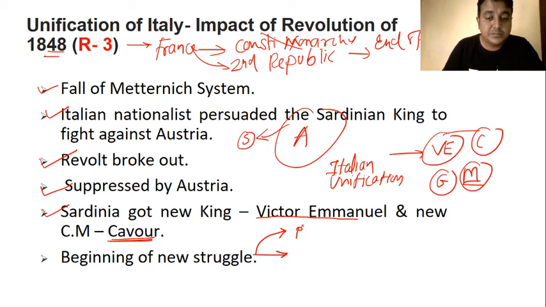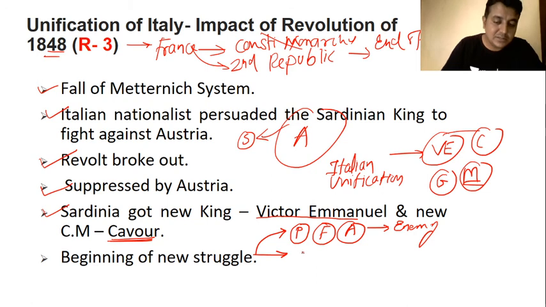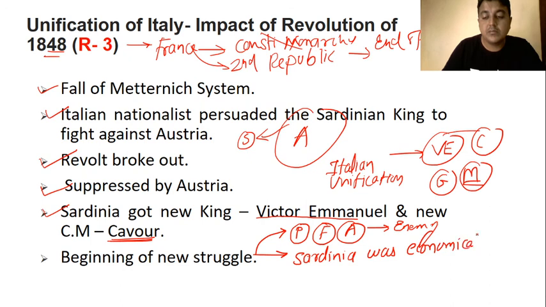The obstacles are the presence of the papal state, the presence of France, the presence of Austria. The obstacles remain the same. At the same time, Sardinia was an economically weaker country. Clear?